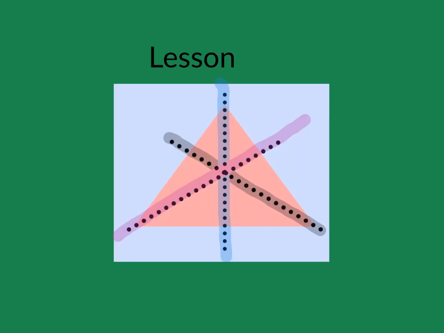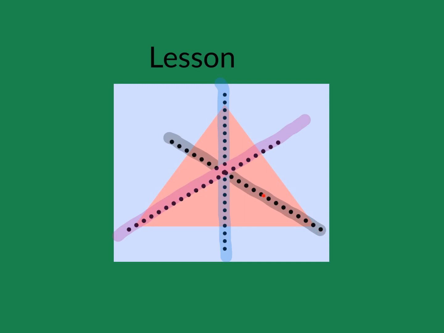In this lesson, we see that a triangle can have 3 lines of symmetry. Right here is the blue line of symmetry, and there is a left and a right, and when the left is folded over this line, it lands on the right, and they are equal.